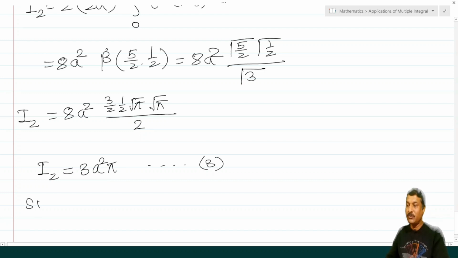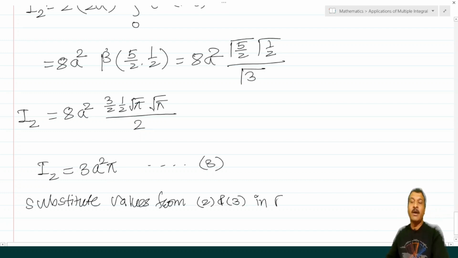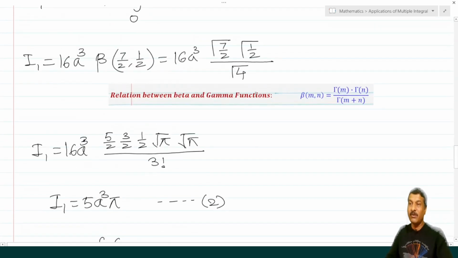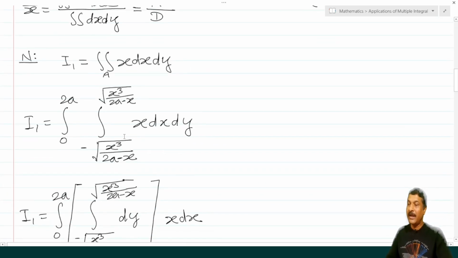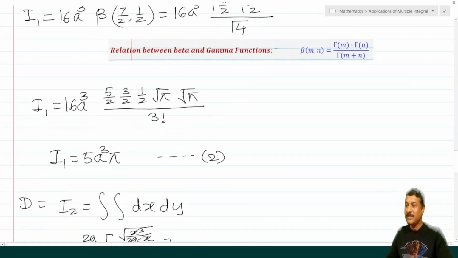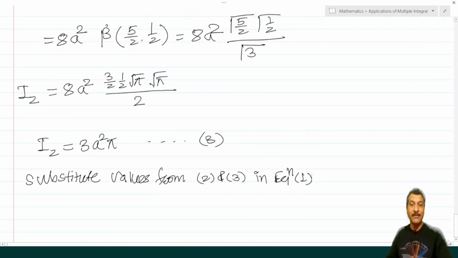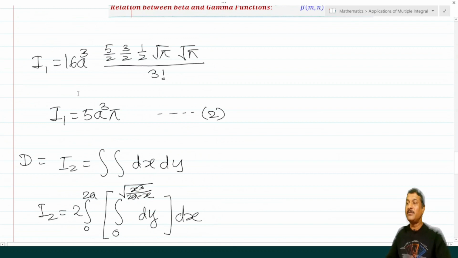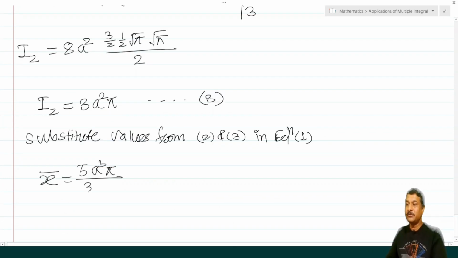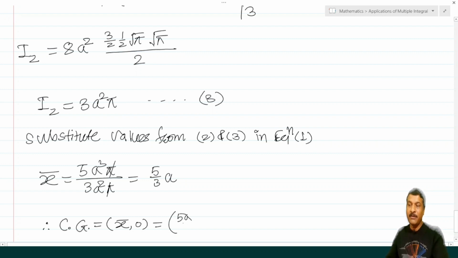Now substitute values from 2 and 3 in equation 1. So what is the x bar? Equation 1 means what? Here this is your equation 1, and I1 means numerator, I2 means denominator. So I will put there this value. So I am getting x bar equal to I1 value 5a cube pi upon I2 3a square pi, and that is equal to pi get cancelled, a square get cancelled, 5 by 3a or 5a by 3, and therefore center of gravity that we know it is the x bar comma 0, and that is equal to 5a by 3 comma 0, which is your required answer.